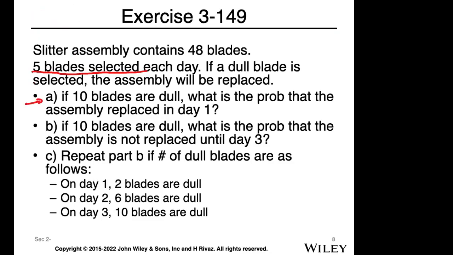So we have basically 38 not dull blades and 10 dull blades. And we are selecting 5 blades every day, right? And we want to see whether in the first trial, so the first day that we test, do we find one of the 10 dull blades or not, right?